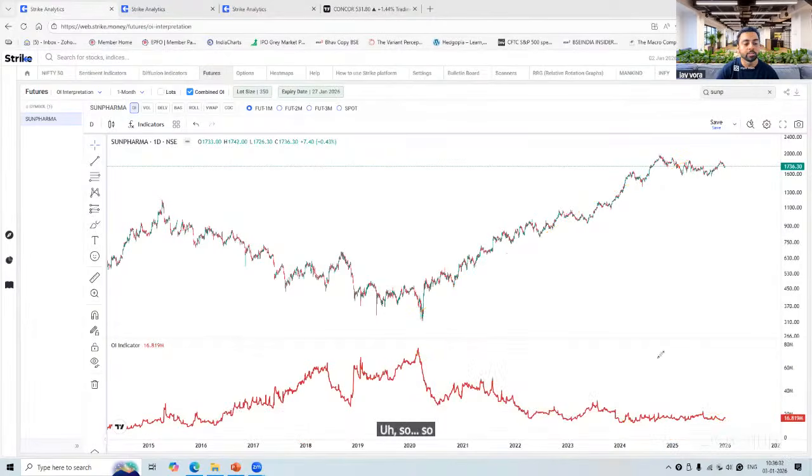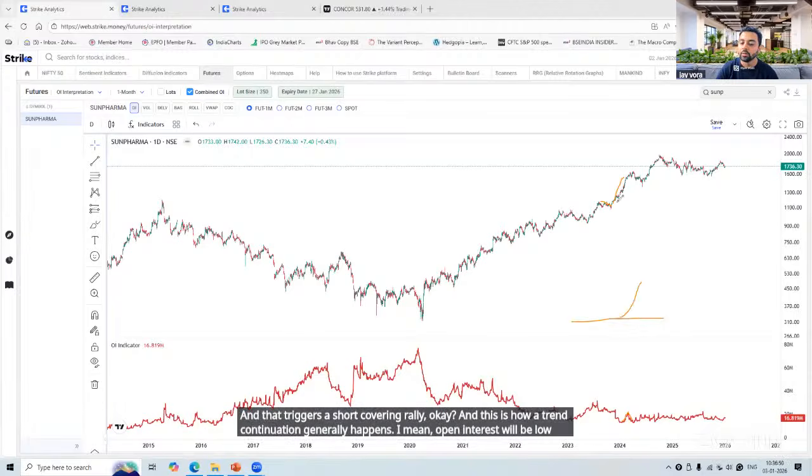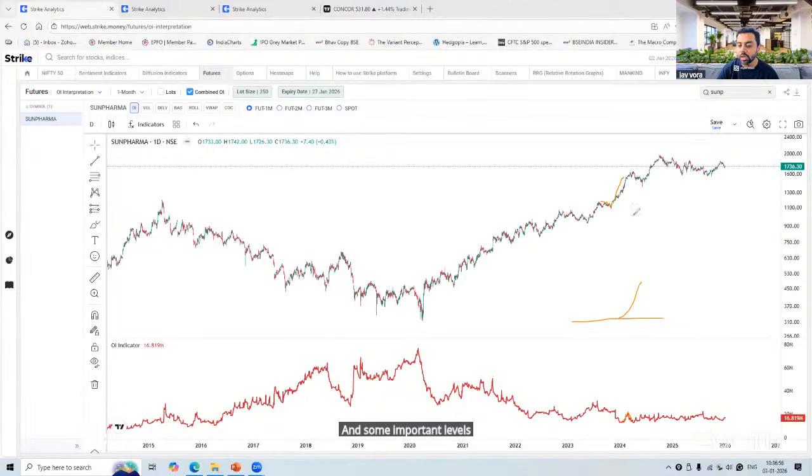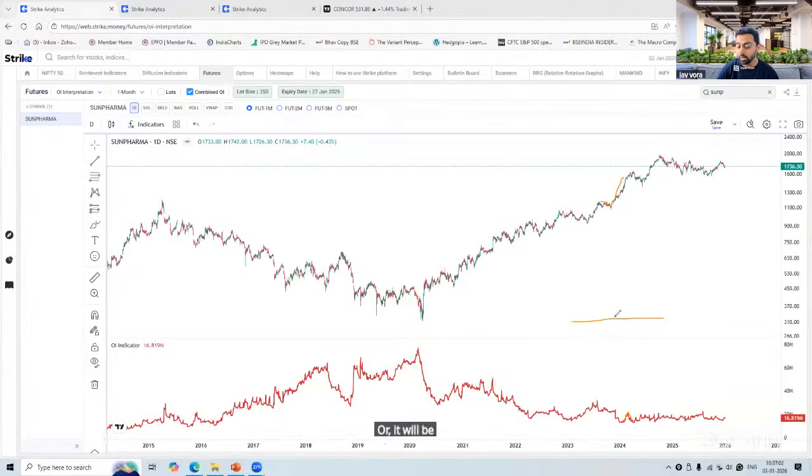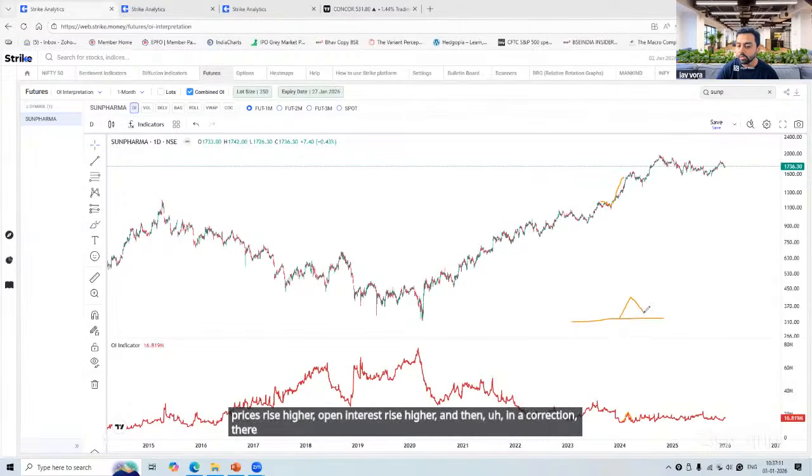So with low open interest, what happens is that whenever it comes to the lower end, it sees some short positions which again get covered, and that triggers a short covering rally. Okay. And this is how a trend continuation generally happens. Open interest will be low. Then again, there will be some shorting that may end up happening, and some important levels reached. After that, a short covering rally triggers, and that will keep the open interest down. Or it will be the other way around, where the open interest is low, prices rise higher, open interest rises higher, and then in a correction there will be long unwinding, where again open interest will come down, and this cycle will keep going on.